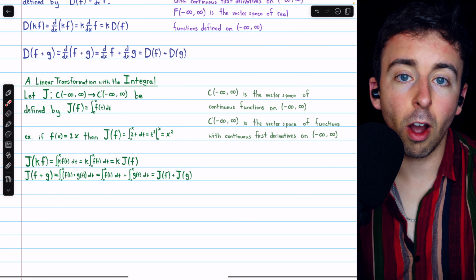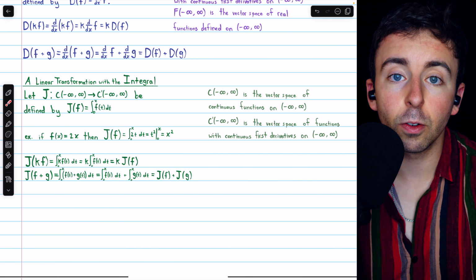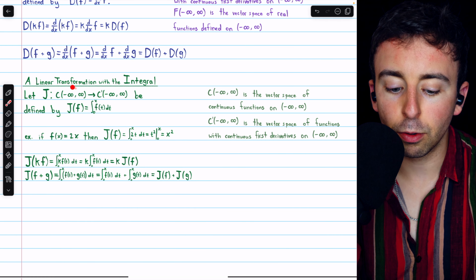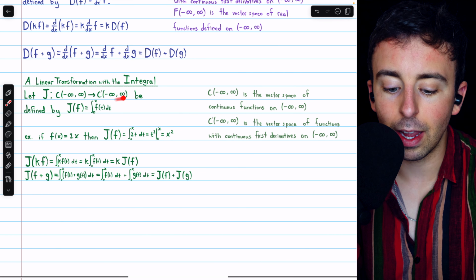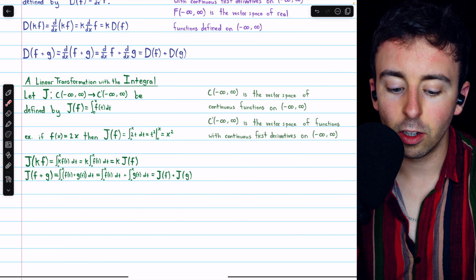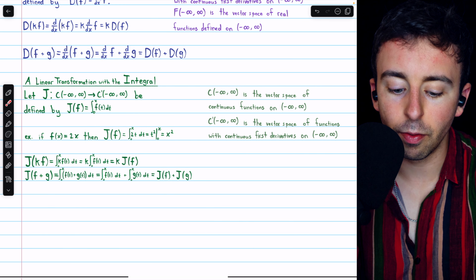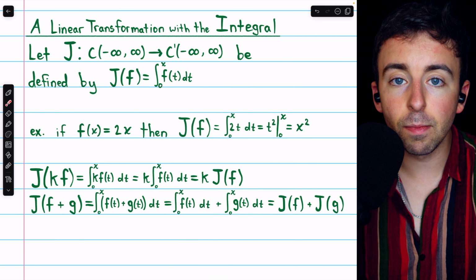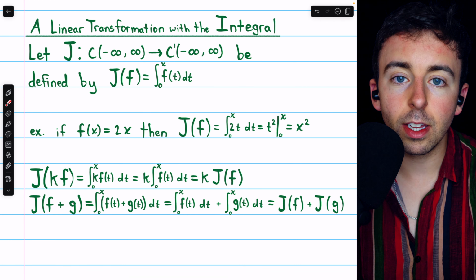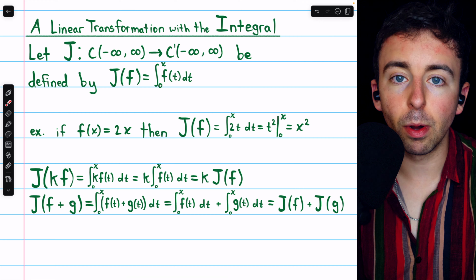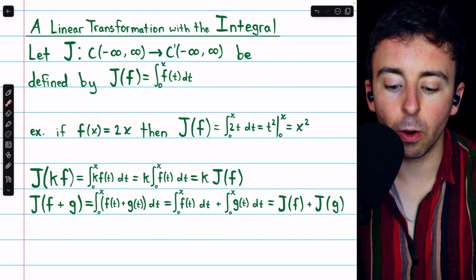Integration, although often a more complicated operation, is also a linear transformation. Here's an example. Let J be the mapping from the vector space of continuous functions to the vector space of functions with continuous first derivatives, defined like this. J of f is the integral of f from 0 to x. This means that our mapping J will take a function f as an input, and it will map it to the accumulation function, which just calculates the area under the input function f from 0 to x.